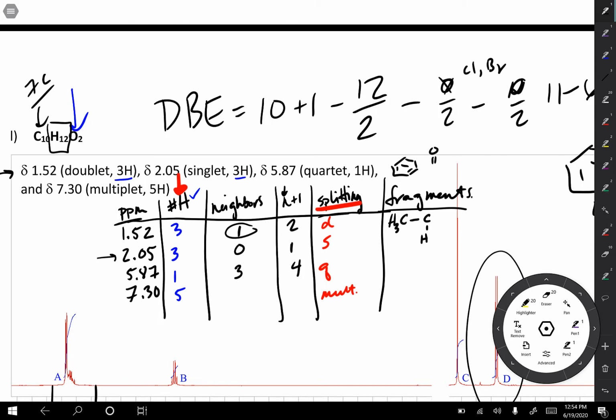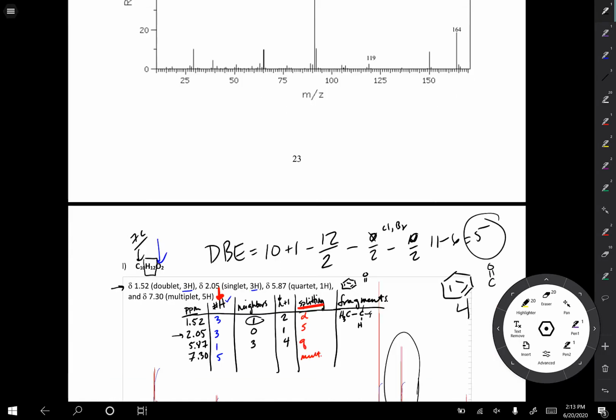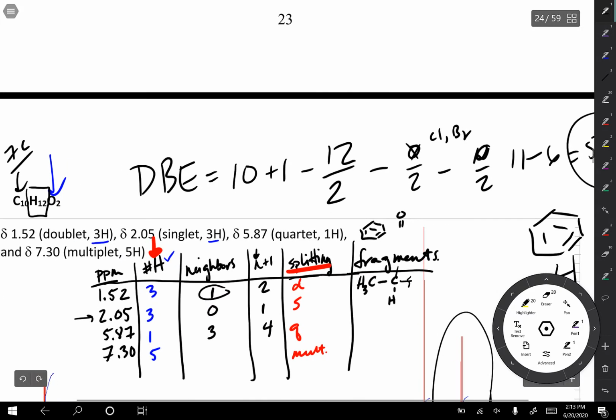What else is that carbon bound to? I don't know. But what I do know is that this carbon here must have 2 things that are not H's. They are not hydrogens because it only has 1 neighbor. So let's go to the next fragment at 2.05. We have 3 hydrogens. That's how many hydrogens are in that signal. That should clue us into what this is. It has 0 neighbors. That must mean that this is a CH3 bound to something that does not have any hydrogens.